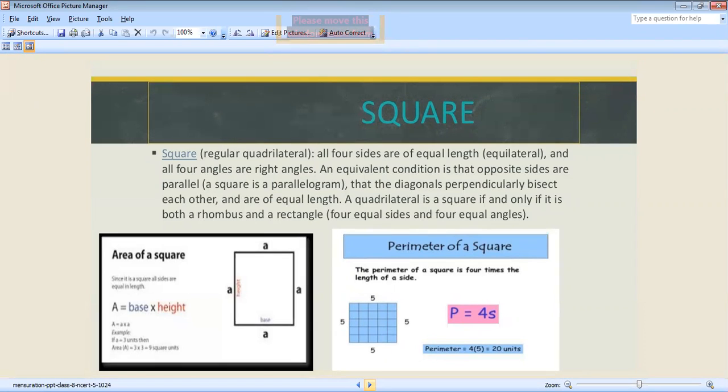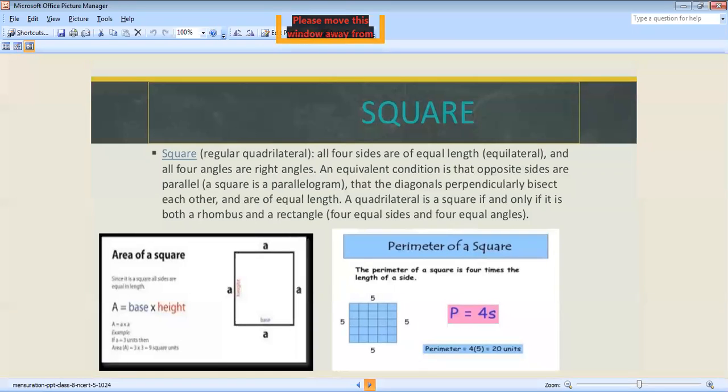Next is the perimeter of a square. Perimeter means the complete four sides. We are taking the complete round. The perimeter of a square is 4 times the length of the side. Means perimeter of a square is 4 into A. If the side is 5, then 4 into 5 is 20 units. So this is for the square.